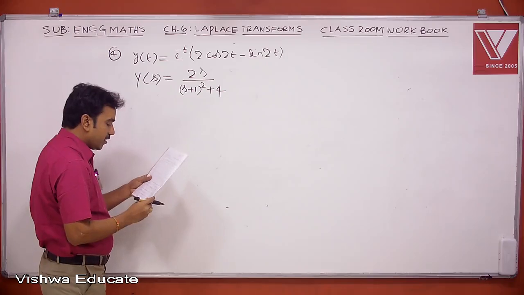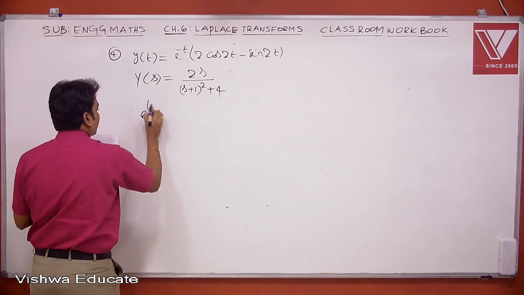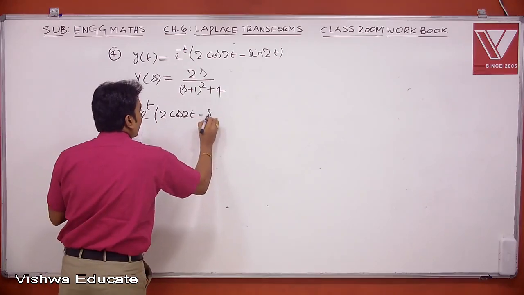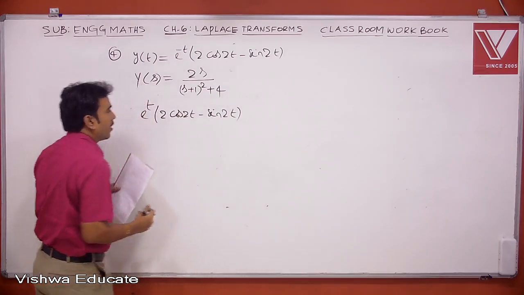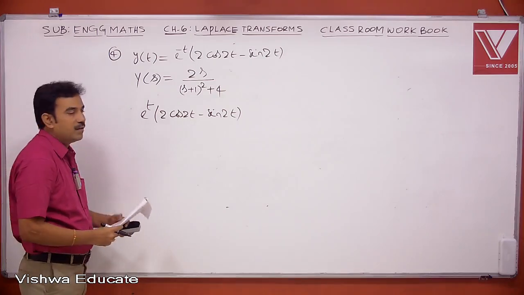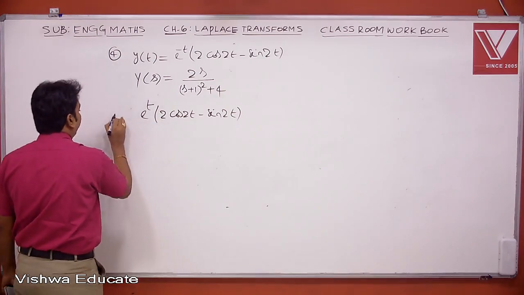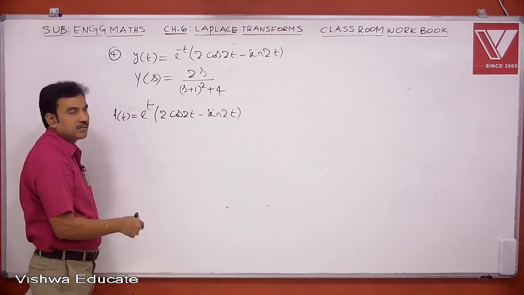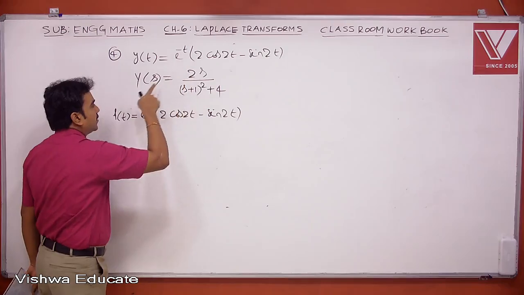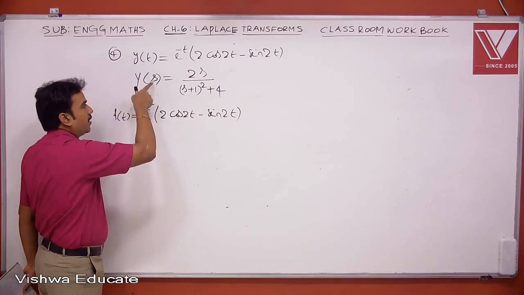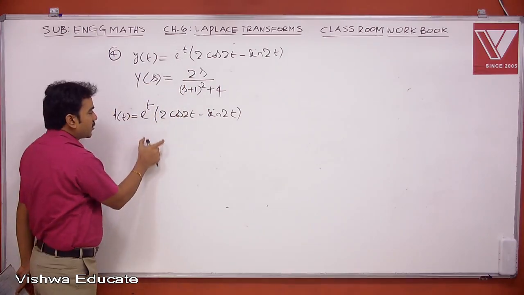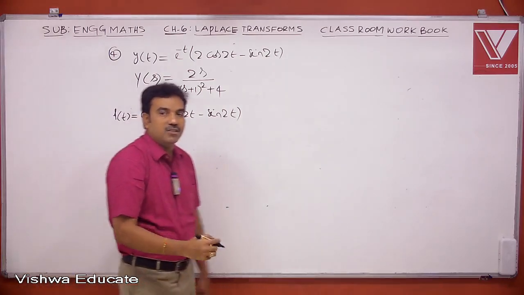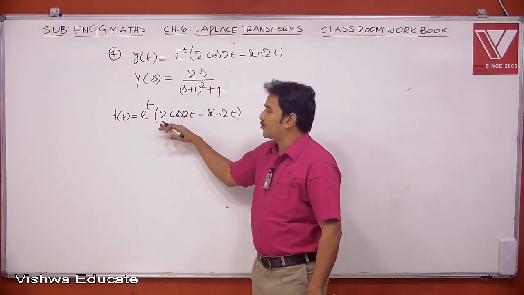Then they were asking the Laplace transform of another function. The function is given like this, e power t into 2 cos 2t minus sin 2t. So they were asking for the Laplace transform of this function. Assume that this is f of t, for example. Function y of t is given like this, and capital Y is its Laplace transform in terms of the s variable. They were asking to find the Laplace transform of this particular function. Now let us see the connection between the given function and this function.